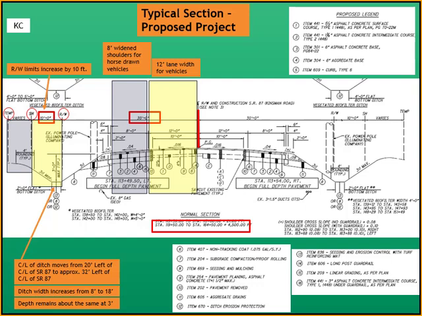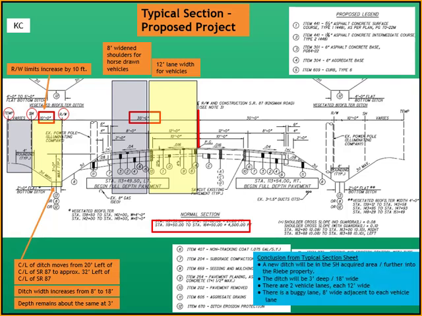So I think it's time for, before we get into a knowledge check, conclusions from the typical section sheet. A new ditch will be in the SH acquired area. Further into the RIB property, the ditch will be 3 feet deep, approximately 18 feet wide. There's 2 vehicle lanes, each 12 foot wide, and there is a buggy lane on each side of the road, each 8 feet wide, that's adjacent to each of the vehicle lanes.